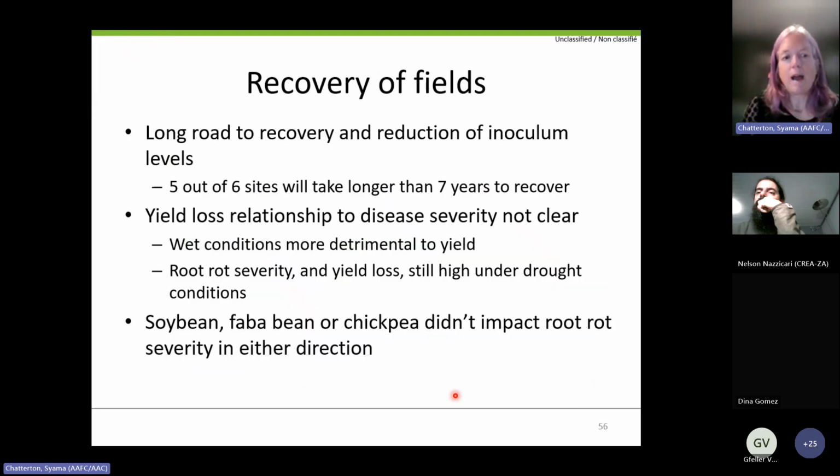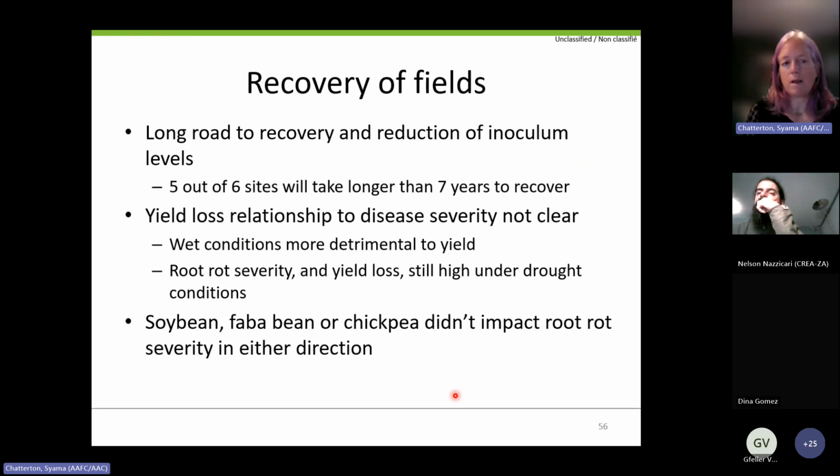So if we summarize what happened out of all those 6 sites, 1 site actually did recover after about 5 years, and that was in the black soil zone. All the rest are going to take longer than 7 years because we've only hit the 7 years now. But the yield loss relationship to disease severity really was not clear. I know I showed it very, very quickly, but the yields are just all over the place.